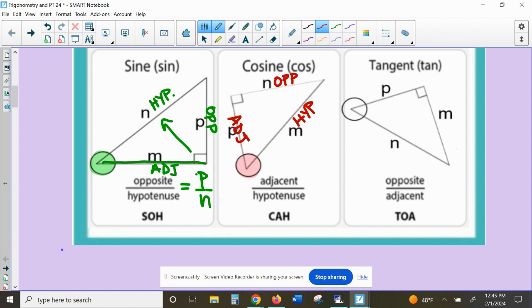All right, go ahead and do tan. Oh, wait, let's finish this down here. Okay, so remember, sine was S-O-H, right? So, oh my gosh. Make sure you spell it right. Cosine is C-A-H. Okay, so that means I need adjacent over hypotenuse. So what's my adjacent? P over hypotenuse, M. P over M.